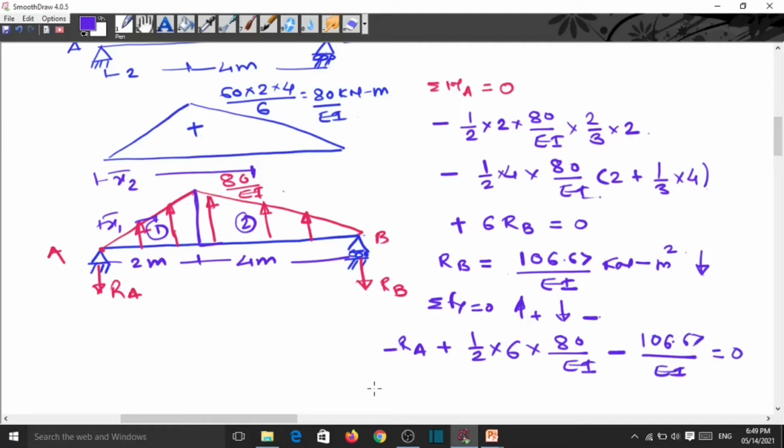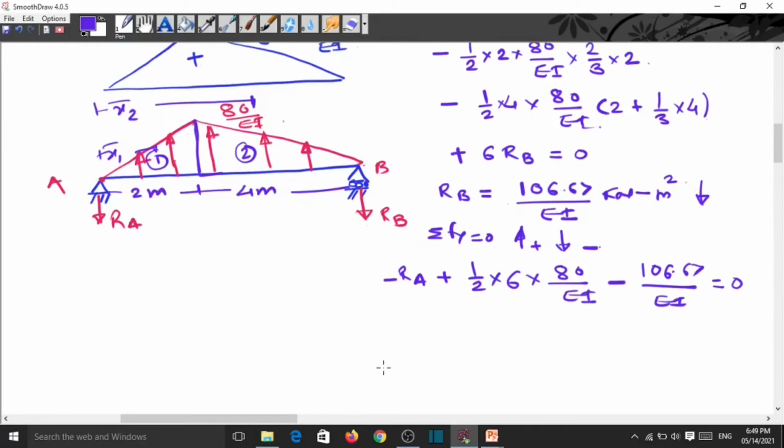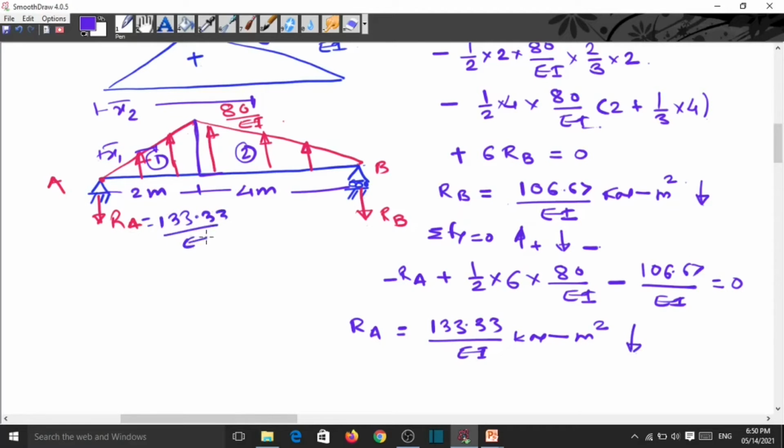So here we got the RA is equal to 133.33 divided by EI kilonewton meter square. Again this is downward, this answer is positive, so we can say that it is 133.33 by EI and this is 106.67 divided by the EI.